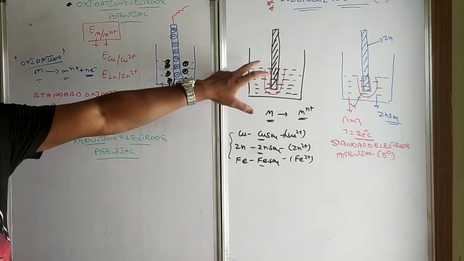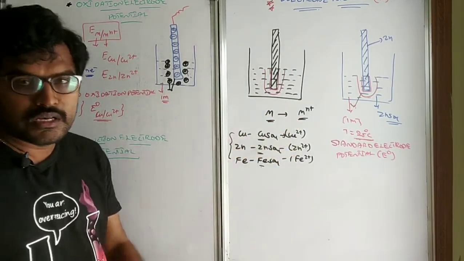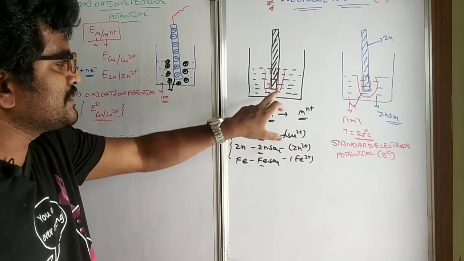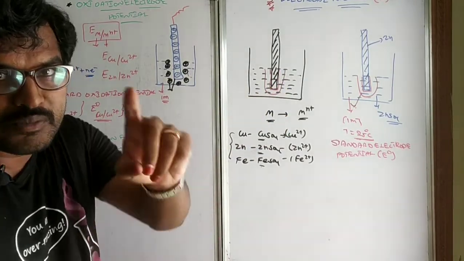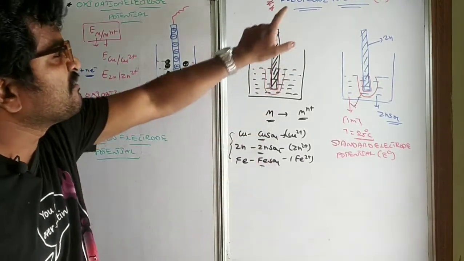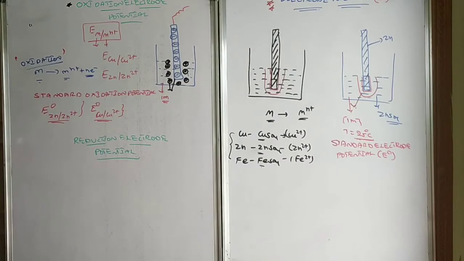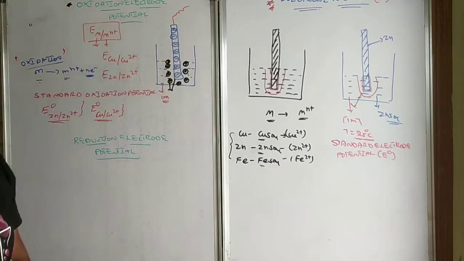Whenever you take a metal and dip it in an electrolytic solution having the same metal ion, some potential difference arises between the surface of the electrode and the surrounding electrolyte, and that potential difference is known as the electrode potential. If the electrode potential arises because of the oxidation reaction, then we call it the oxidation electrode potential.